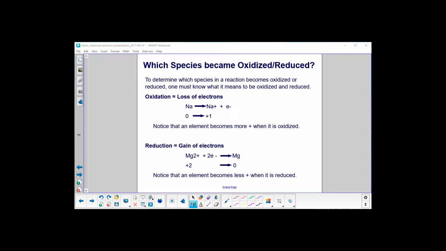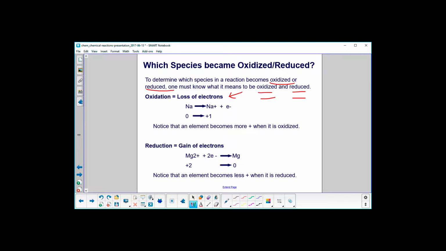We covered this quickly a little while back, but we're going to go into more detail now on oxidation-reduction reactions. We want to determine first which species in a reaction becomes oxidized or reduced. Well, first we have to review the definition again about what's oxidation and reduction. Oxidation is the loss of electrons.